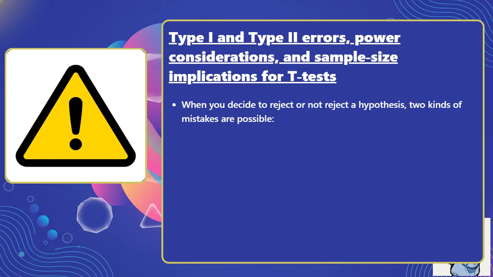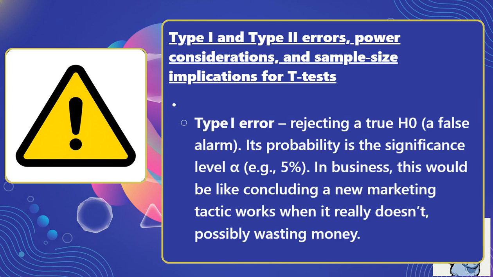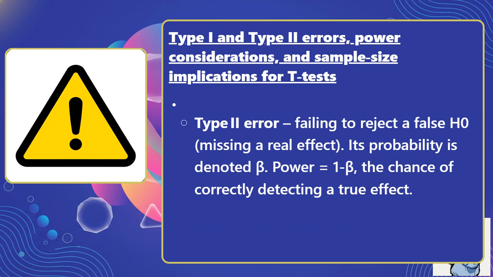When you decide to reject or not reject a hypothesis, two kinds of mistakes are possible. Type I error: rejecting a true H0, a false alarm. Its probability is the significance level alpha, e.g. 5%. In business, this would be like concluding a new marketing tactic works when it really does not, possibly wasting money.